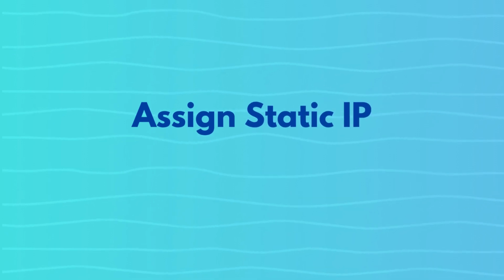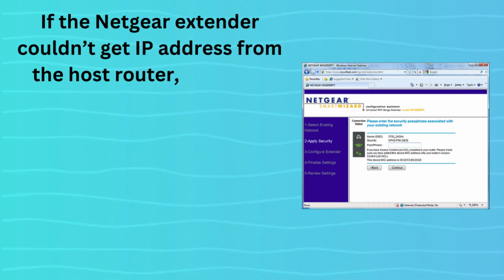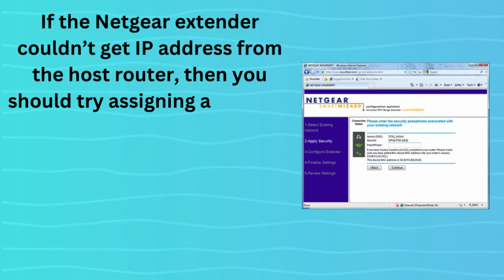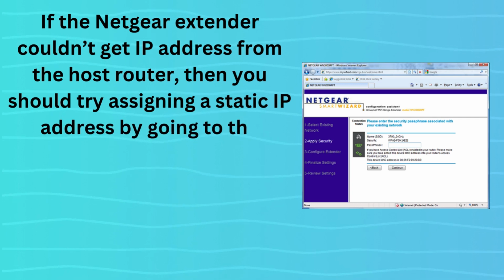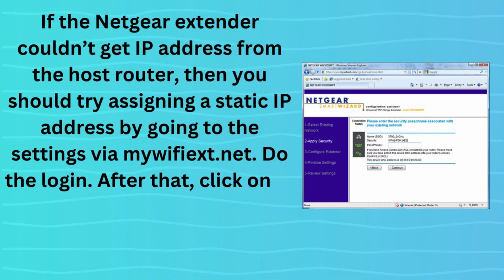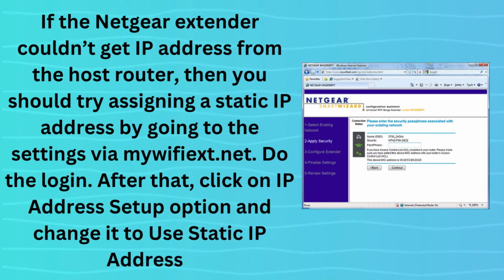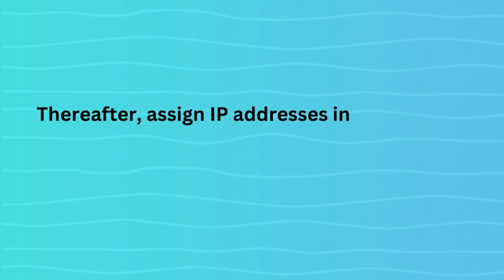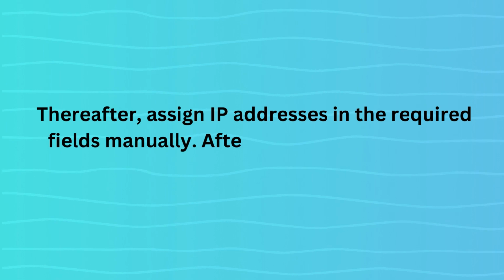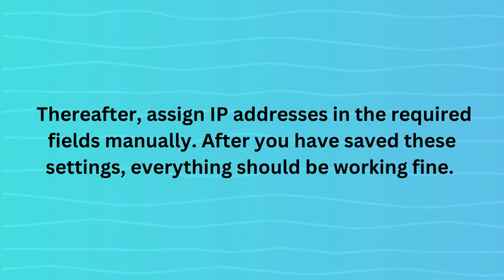Assign static IP. If the Netgear extender couldn't get IP address from the host router, then you should try assigning a static IP address by going to the settings via mywifiexd.net. Do the login. After that, click on IP address setup option and change it to use static IP address. Thereafter, assign IP addresses in the required fields manually. After you have saved these settings, everything should be working fine.